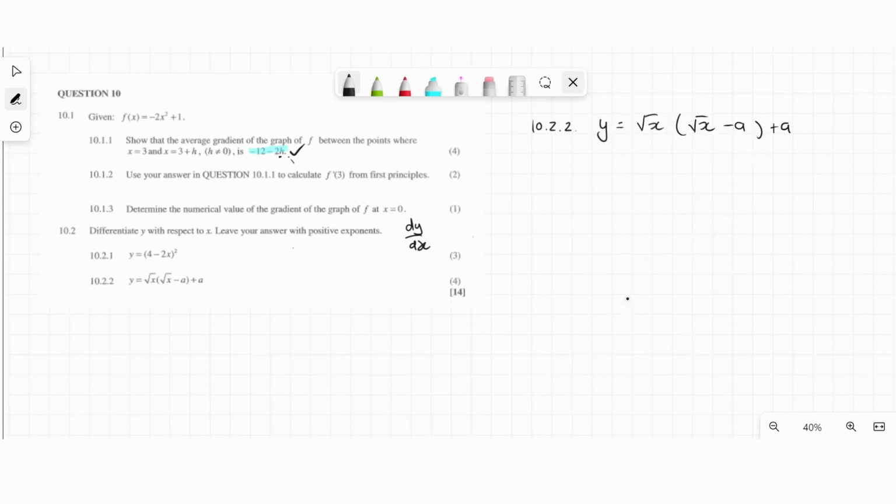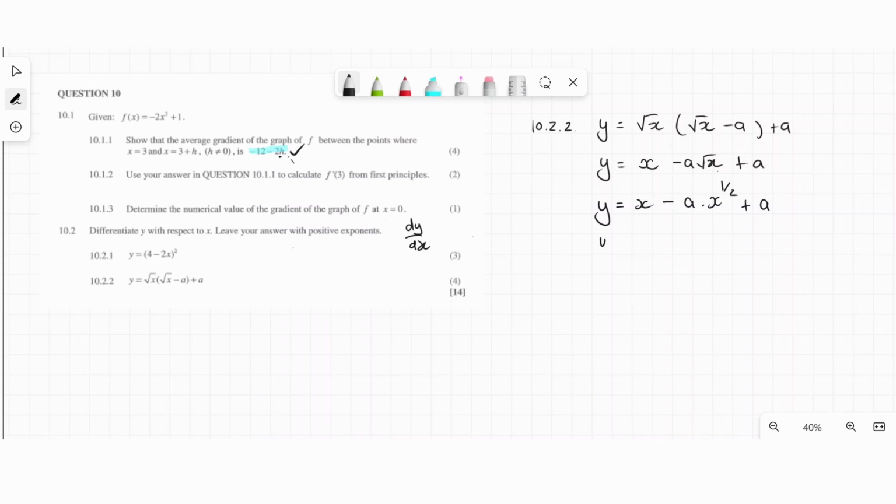So now moving on to this one, we need to simplify so we can use the rules of differentiation. So we're going to distribute the square root of x. Square root of x multiplied by square root of x is just going to give me x, right? Then square root of x multiplied by a is going to be negative a root x. Then this is going to be plus a. Then we're not done. I'm going to change this one into an exponent. So it's going to be x minus a multiplied by x to the power 1 over 2, plus a, right?